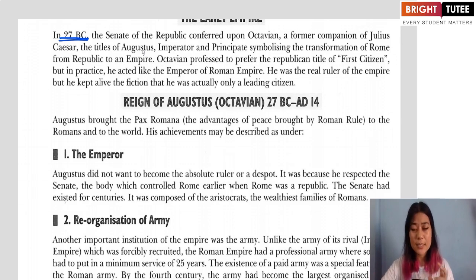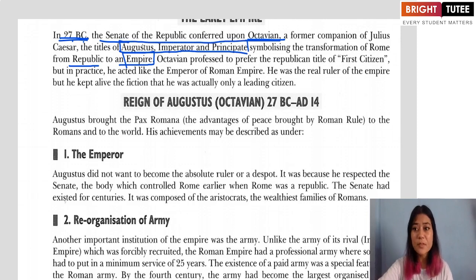Now, the Senate made Octavian, the successor of Julius Caesar, and gave him the title of Augustus, Imperator, and Principate in 27 BC. By giving him titles like this, the Senate was trying to say that Rome was no longer a republic, but an empire with its emperor, who was Octavian. And he was Augustus, Imperator, and Principate of the Empire of Rome.